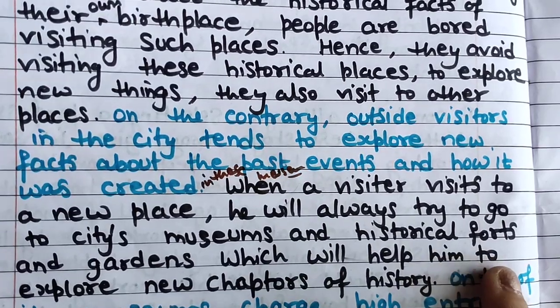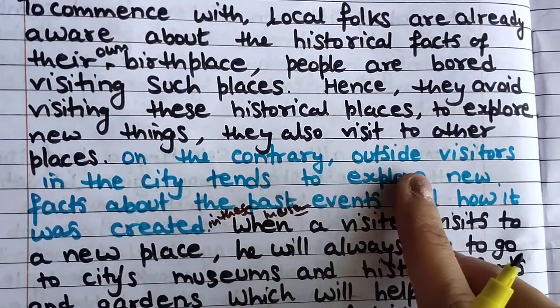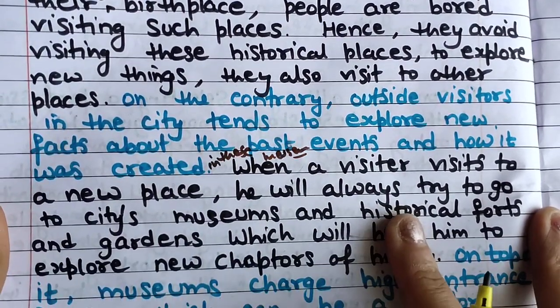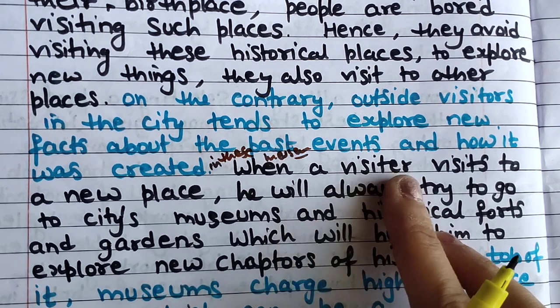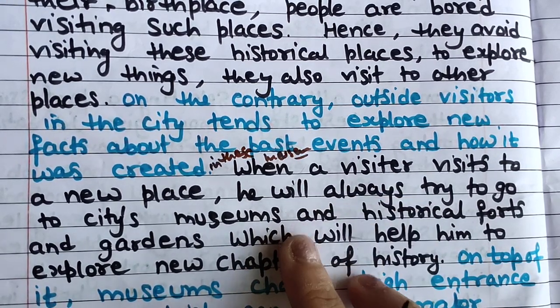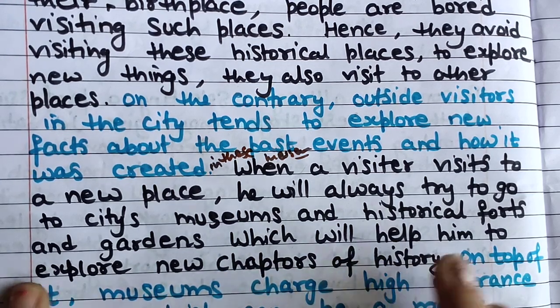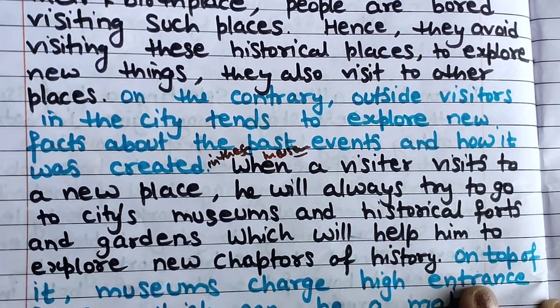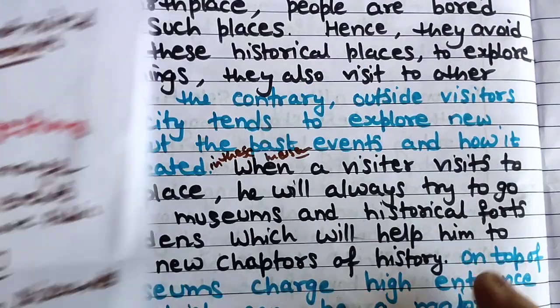So my first point was about local people, the second point on the contrary about outside tourists, and again I am taking it as an example of a single visitor. If he is visiting a new place, he will always try to go to the city museum, which will help him to explore new chapters of history. Okay, now another third reason that we have discussed over here, you can see, higher charges of tickets. Okay, so let's read it.